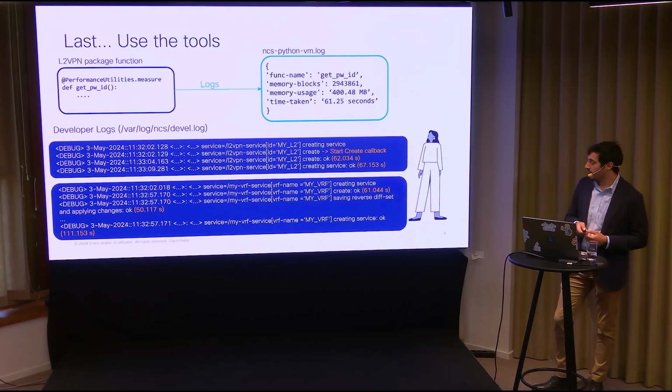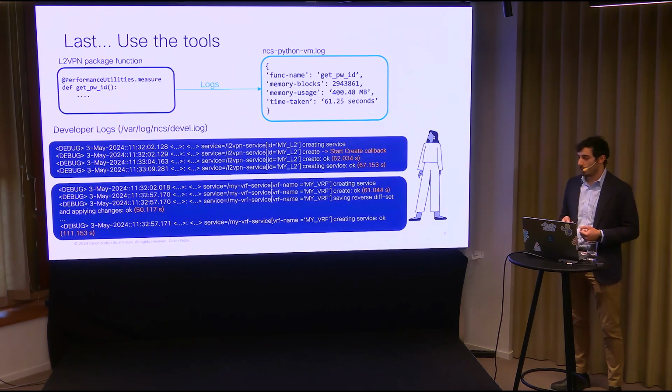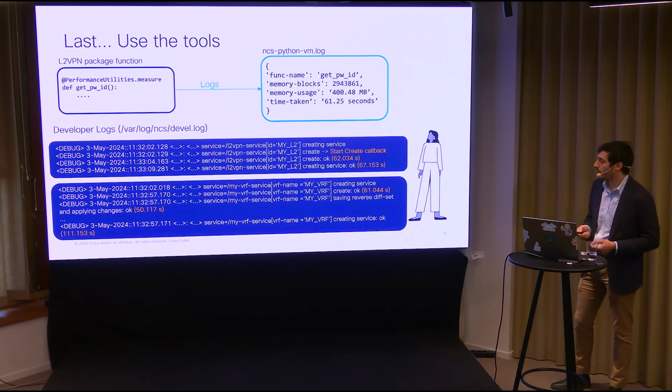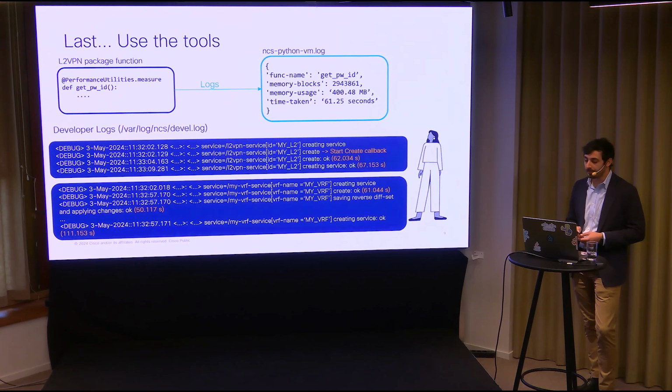But there is also another piece of information. In the L3VPN package, NSO was taking 50 seconds to calculate the reverse diff set and save it into the CDB. Now, as you can see in the L2VPN package, 62 seconds is quite a lot of time, because 61 were just spent in one function. So there should probably be room for improvement here.